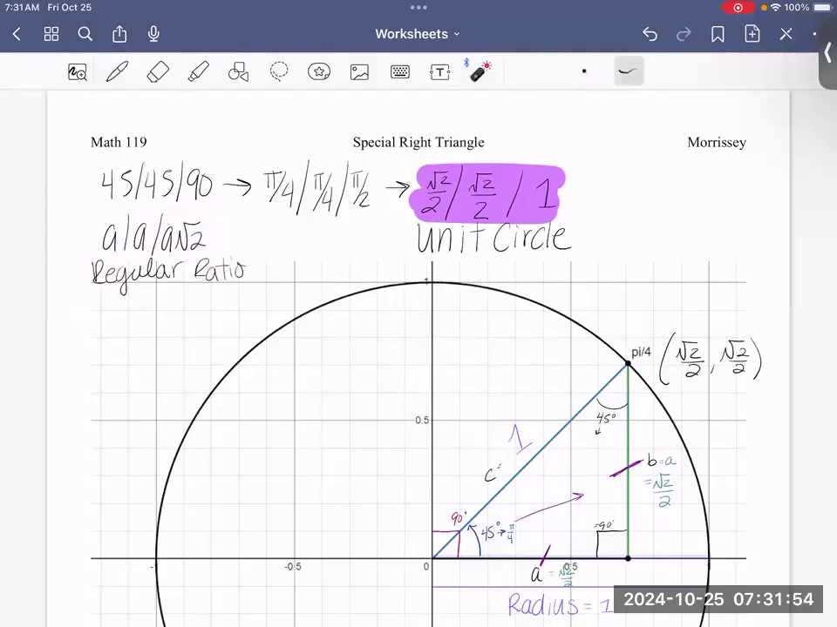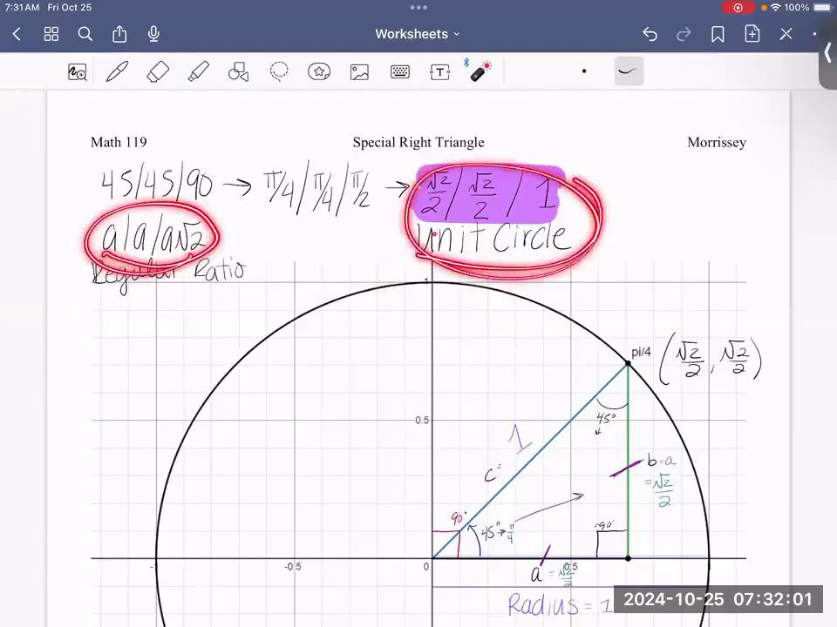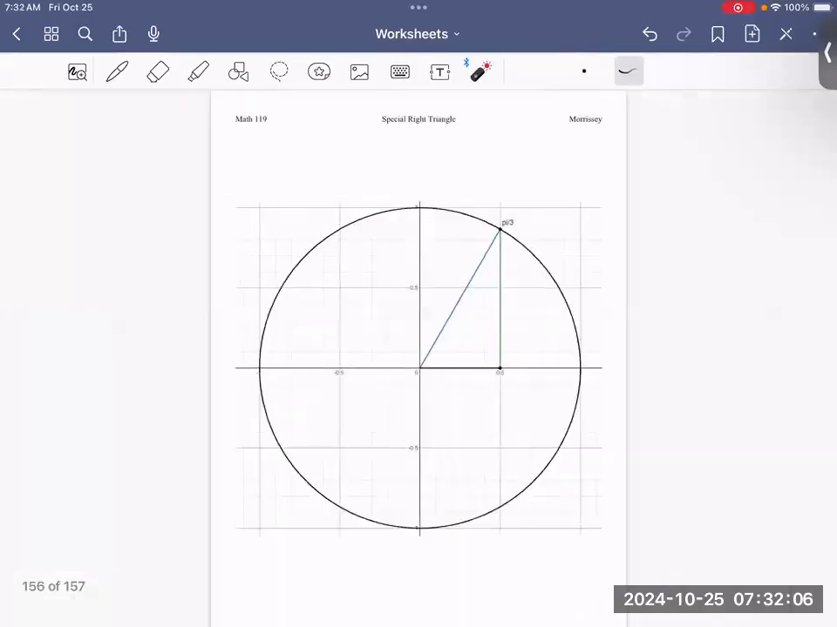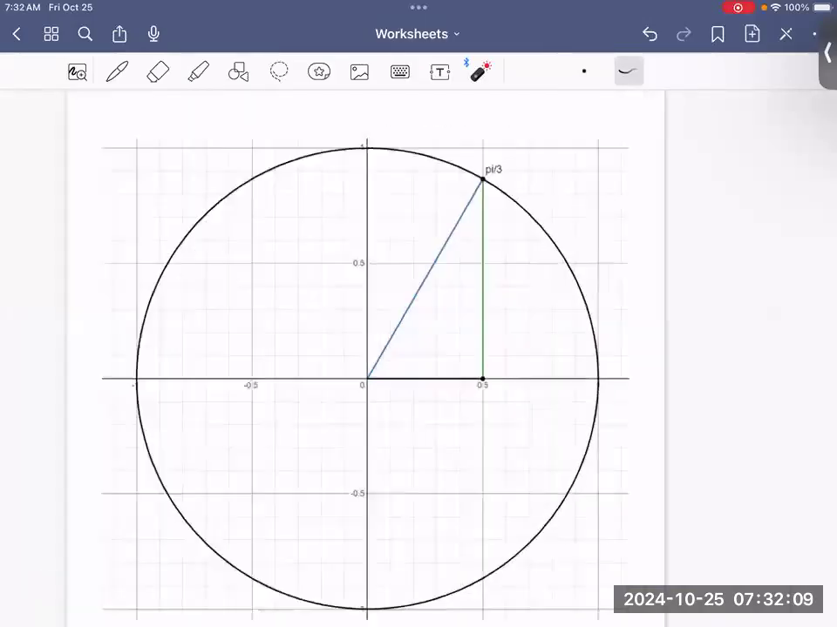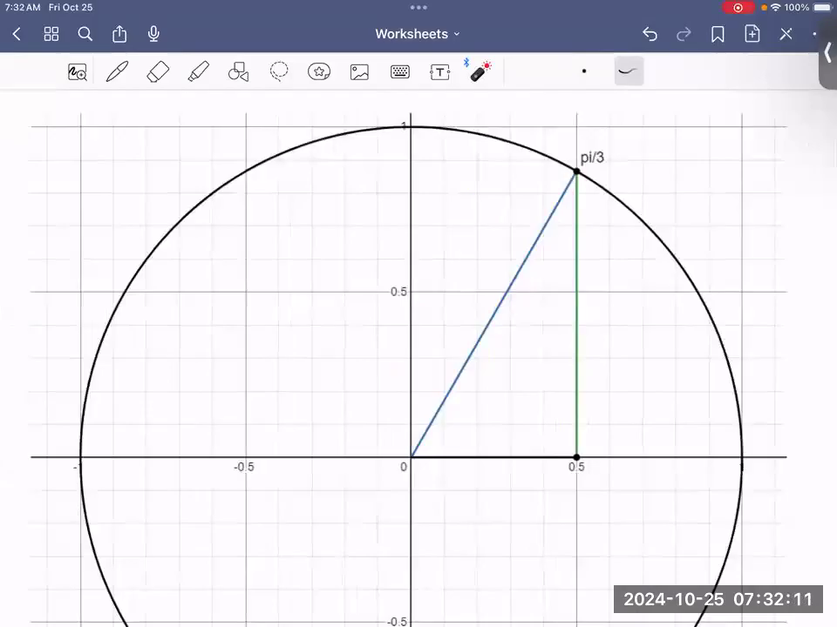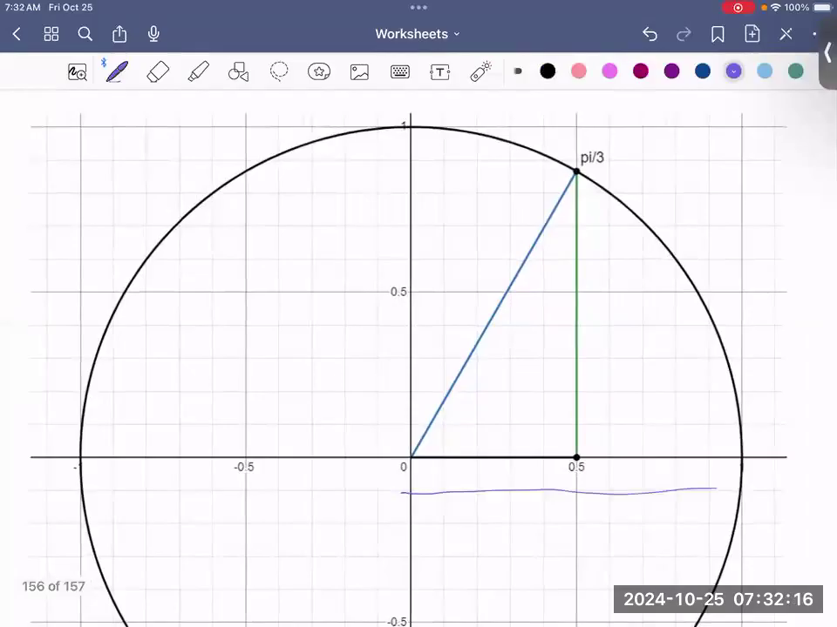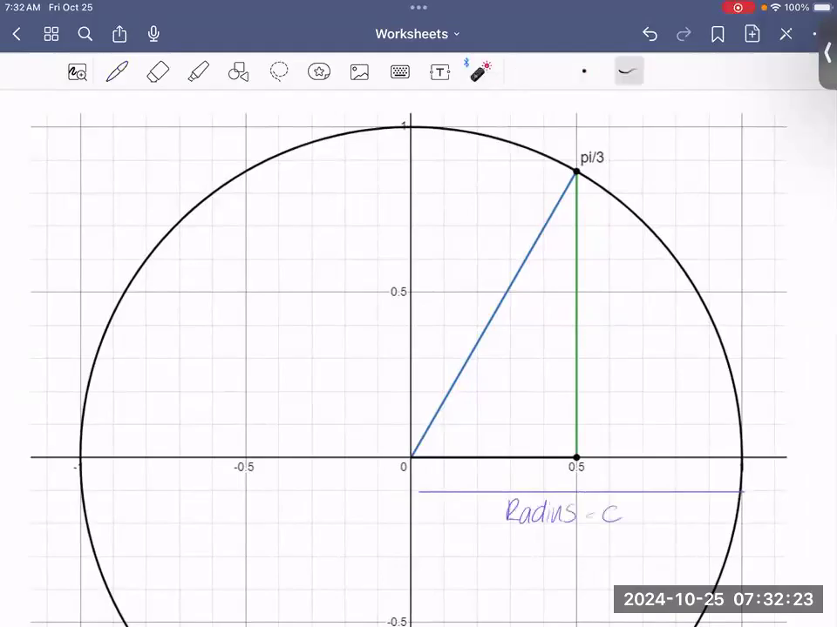So if we didn't have a radius of 1, if it was greater than 1, that's when we can change it and apply. But for us, our unit circle is going to have a radius of 1. Now let's see some of your other ones. So you'll notice that we now have this one. Now again, your radius here is 1, meaning that your hypotenuse, your C value here, is also equal to 1.